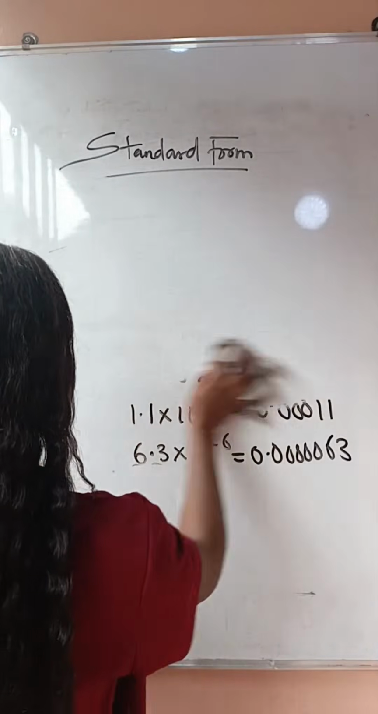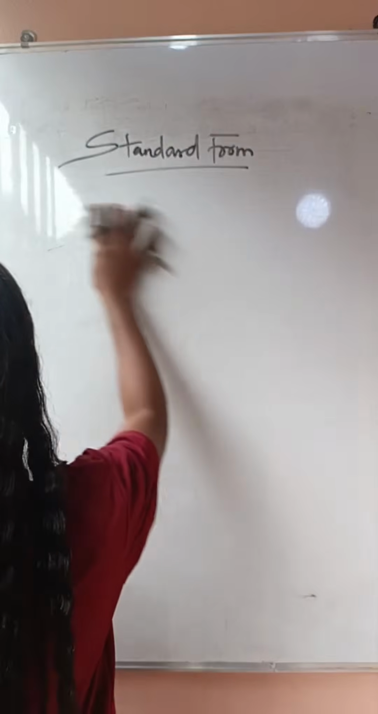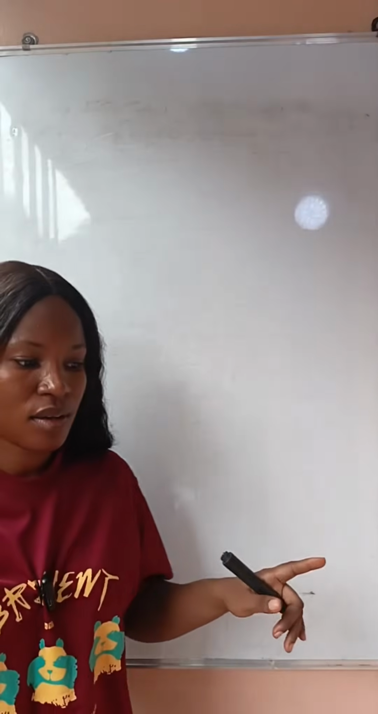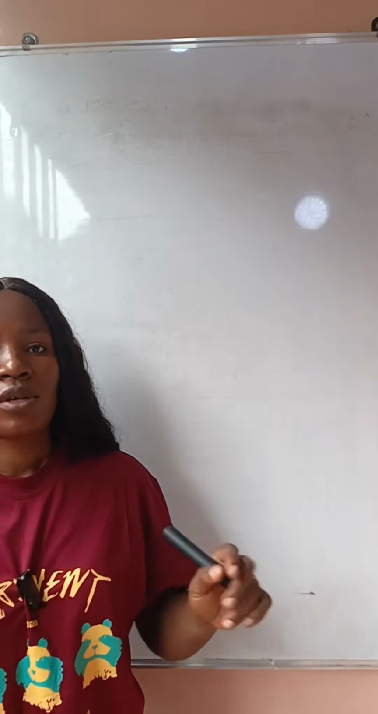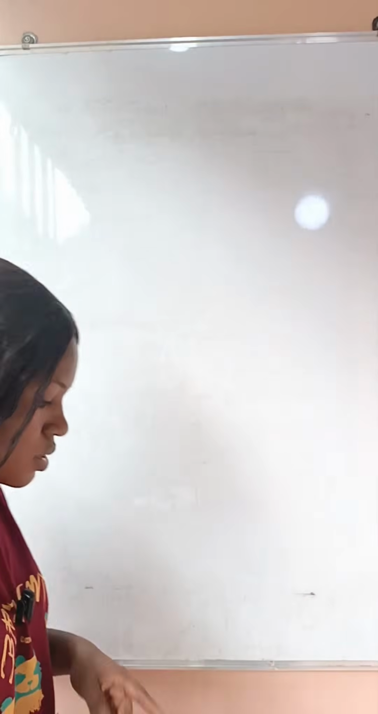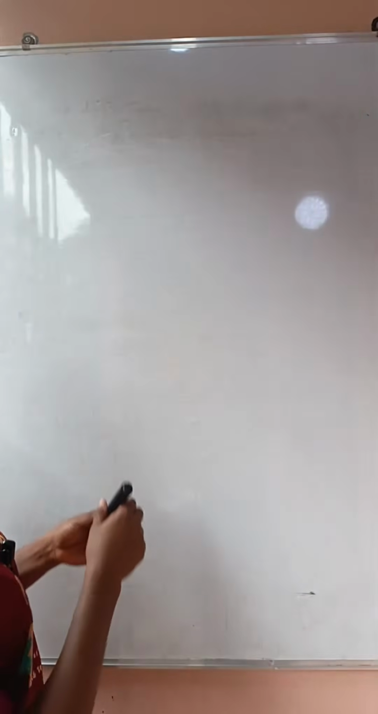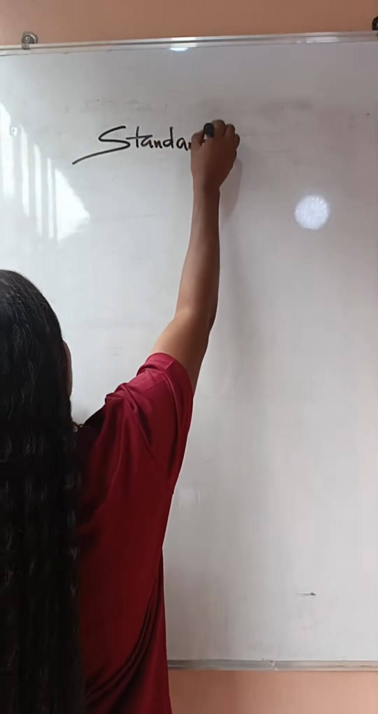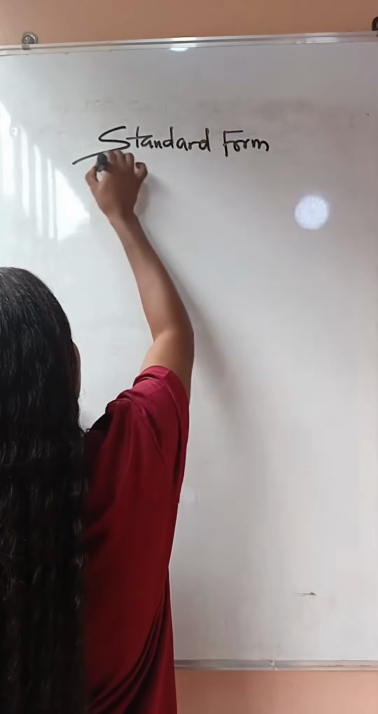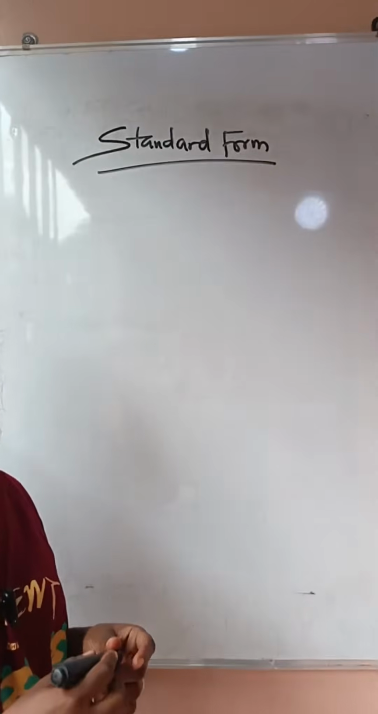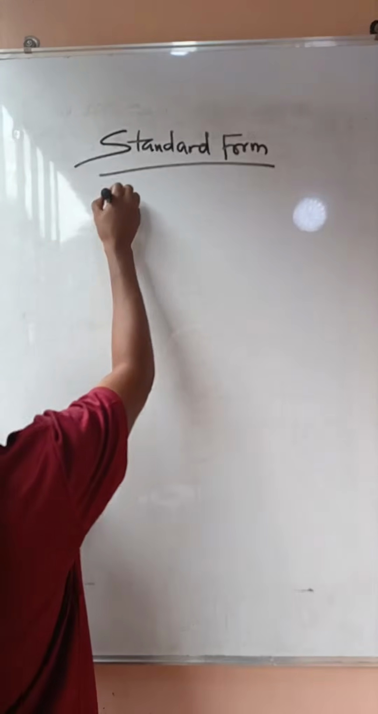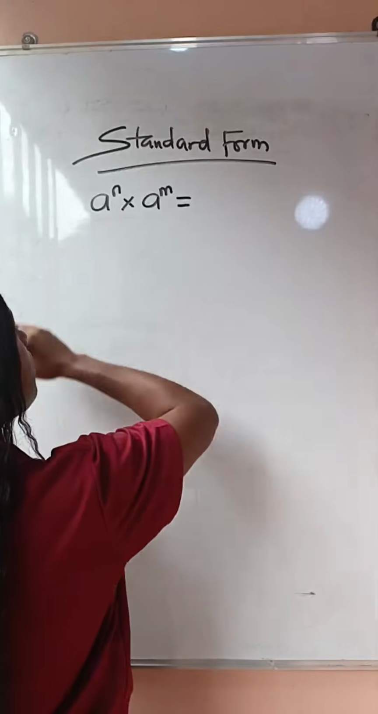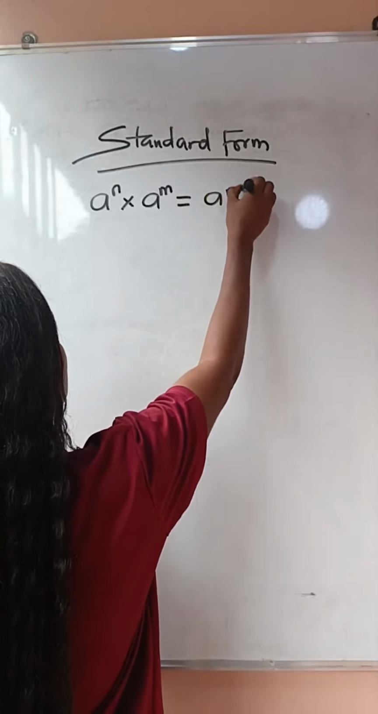So I'm going to introduce some laws of indices or exponents that is needed in this particular part we are about to enter now. Some laws of indices and exponents. So the first one will be the multiplication law. This is still under standard form anyways. Now, the multiplication law says that a to the power of n multiplied by a to the power of m is equal to a to the power of n plus m.